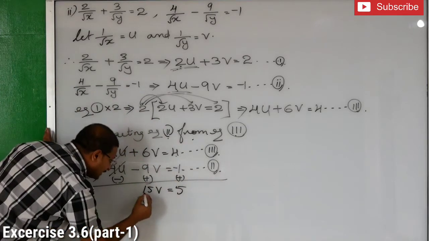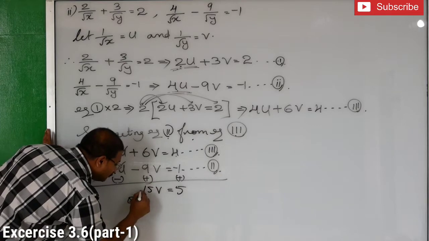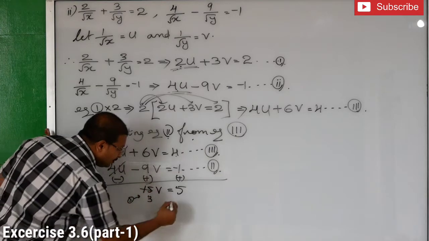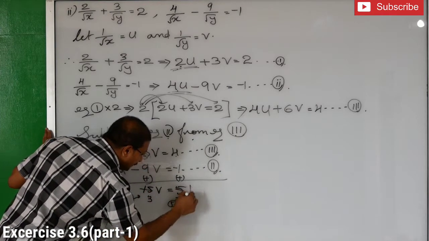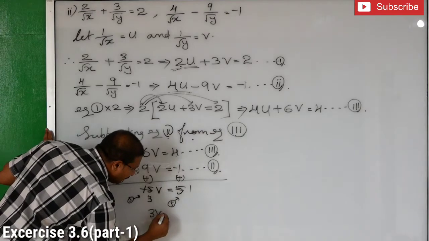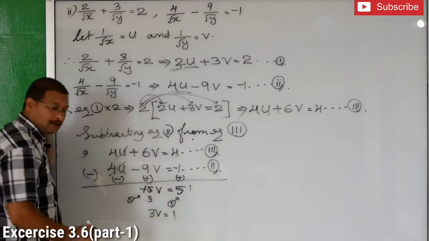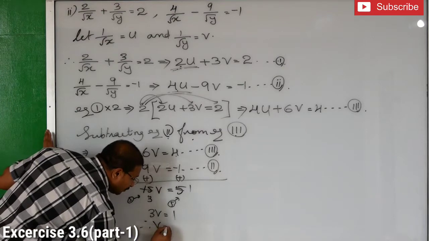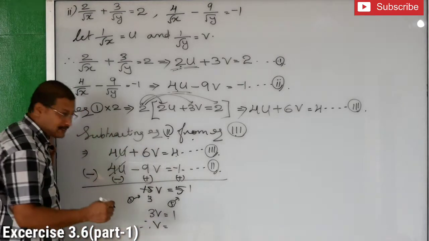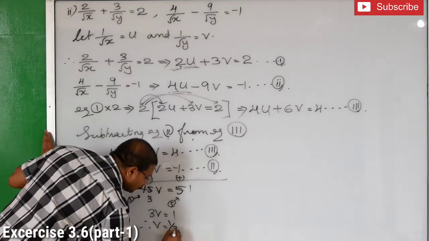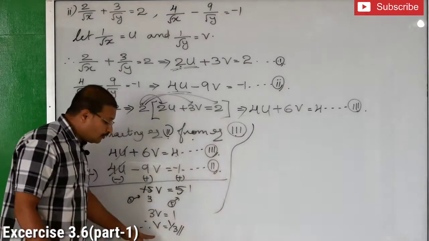Both sides we can cancel by 5. 5 3s are 15. 5 1s are 5. That means we are getting 3v equals 1. Therefore, v equals, 3 goes to the next side, will divide, isn't it? That means 1 by 3.